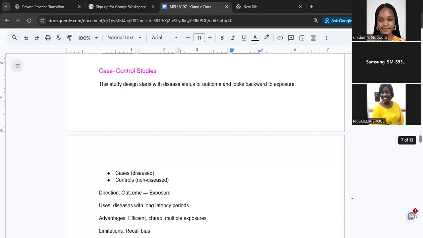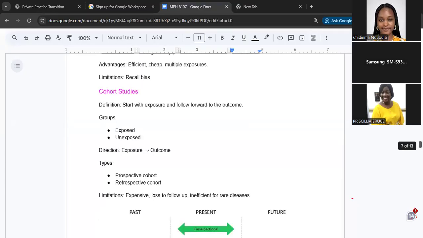We start from there and then we now start to take it back and say, let's go, tell me, what were the things you were exposed to? We now start to ask questions to find out the exposure, the things that would have caused them to have this outcome. Now, the next study design under analytical study design is the cohort study.